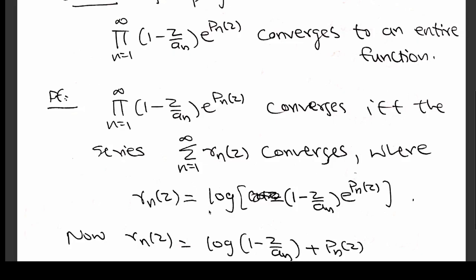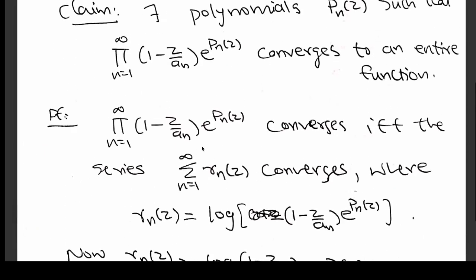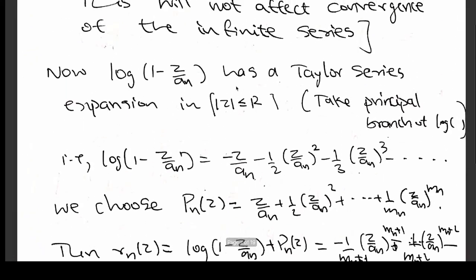So you denote it by Rn(z). Rn(z) is log of this, that means log(1 - z/an) plus Pn(z). So I need the series with this term to converge, where I should be able to choose Pn(z) such that this series with these terms converges, and Rn(z) is log of this. So the imaginary part of Rn(z) should lie between minus pi and pi. That means I should be taking only the principal branch of the logarithm. So these are the conditions I need. So let me see how it is possible.